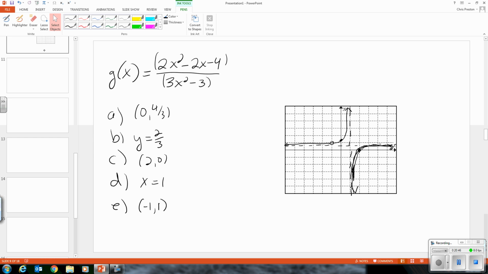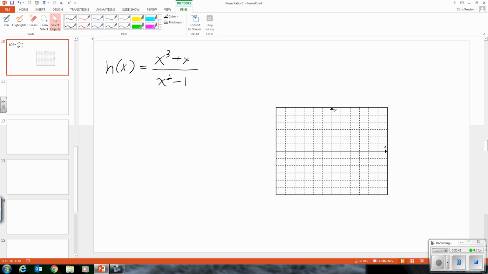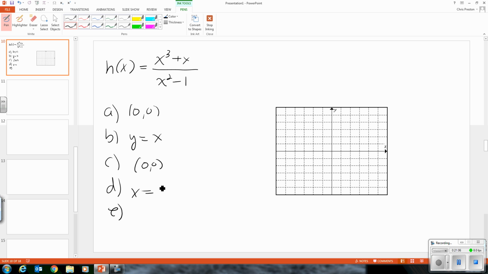Okay, so let's look at this one. So this is the third one, A, B, C, D, E. So what do we know? We know we had a 0, 0 there. This had a diagonal asymptote at y equals x. Of course, the x-intercept has to be 0, 0 if the y-intercept is 0, 0. And then we had two vertical asymptotes, two totally separate ones, and then no points of discontinuity.